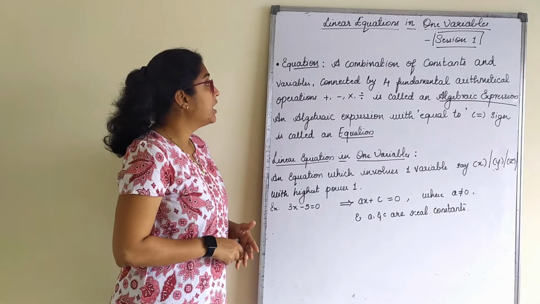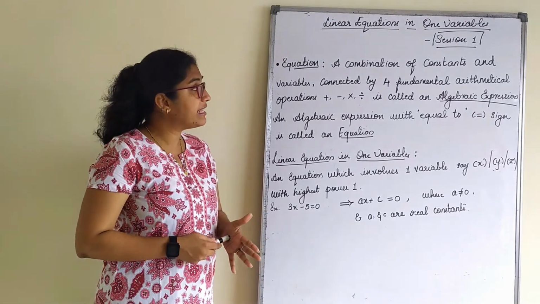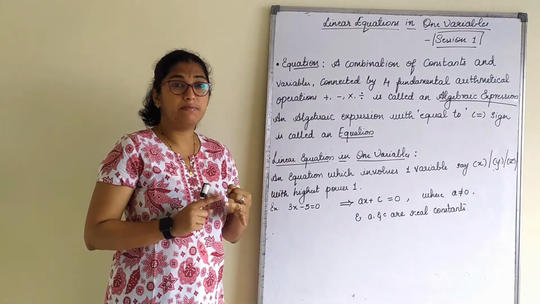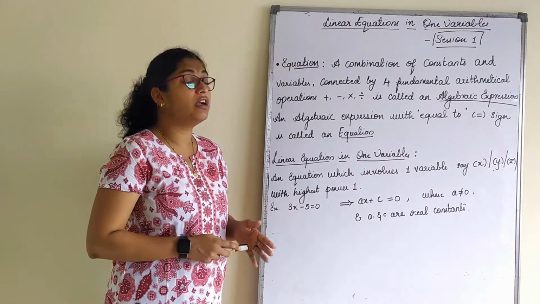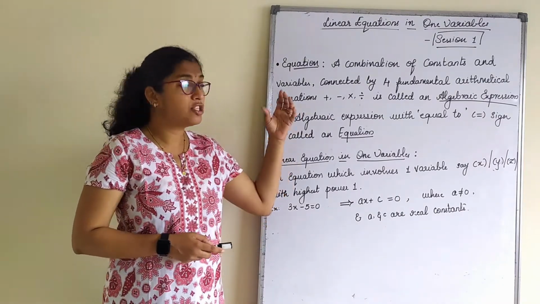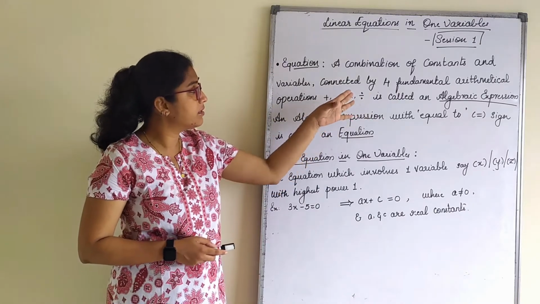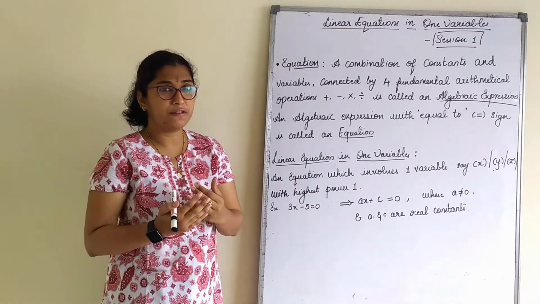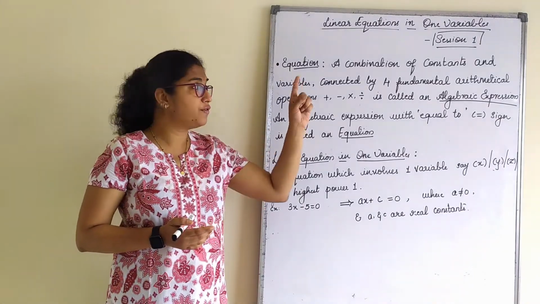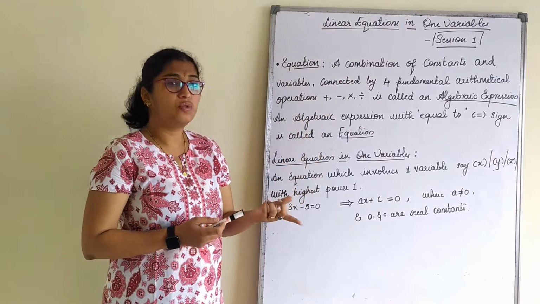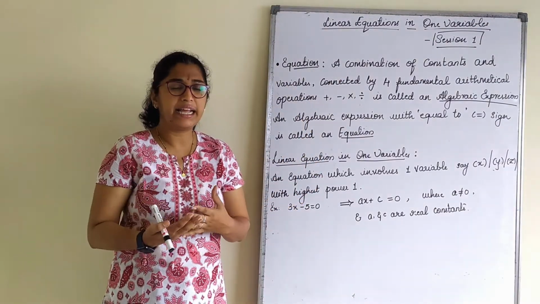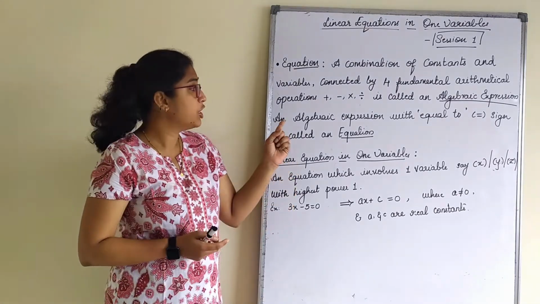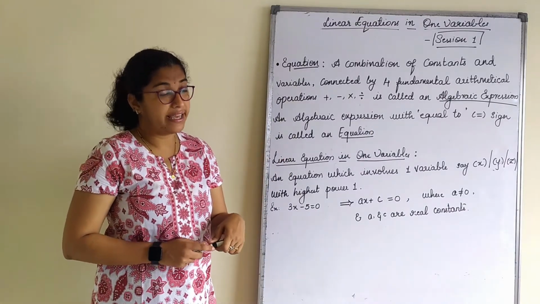linear equation. A combination of constants and variables connected by four fundamental arithmetic operations, that is plus, minus, into and division, is called an algebraic expression. So it is not that all four fundamental arithmetic operations have to be involved in the same thing, but any of these can come, which has a combination of a constant and a variable. So variable can be x, y, z, anything, with that one constant, say 5, 4, 1, anything, with the sign. So that is called an algebraic expression.